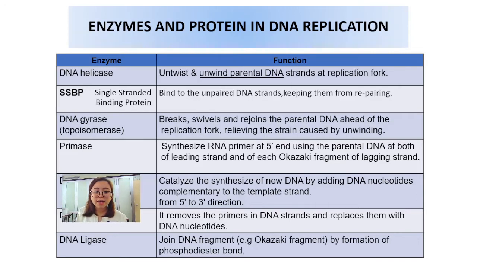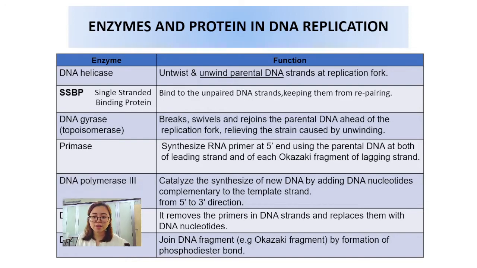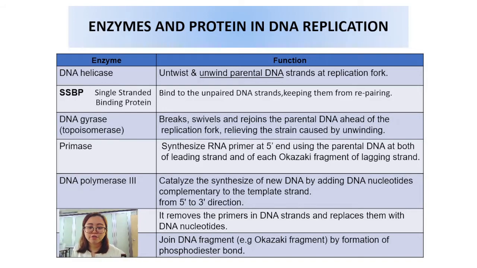The fourth enzyme is primase. So this will synthesize RNA primer at the 5' end at the parental DNA and synthesize the beginning of each Okazaki fragment at the lagging strand. The fifth enzyme that we'll look at is DNA polymerase 3.